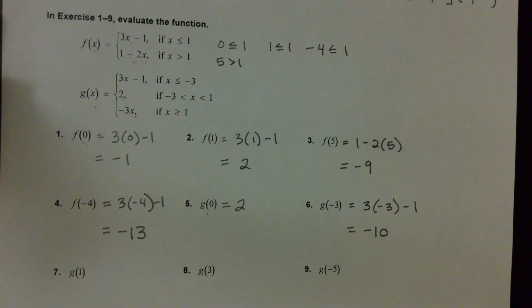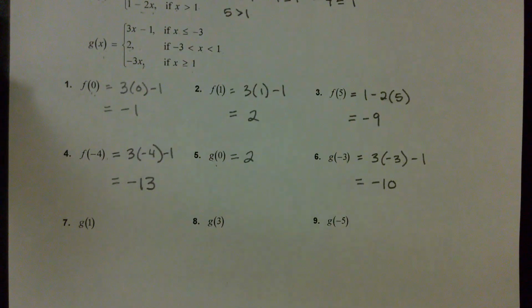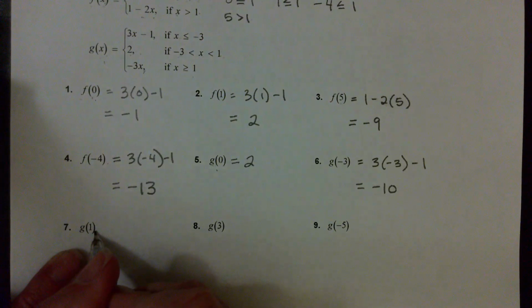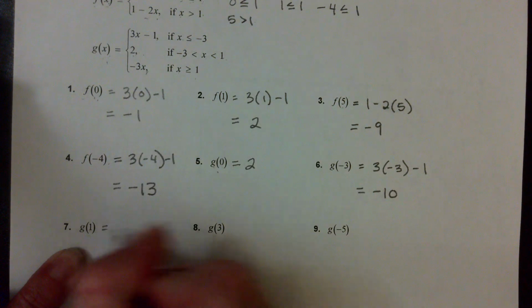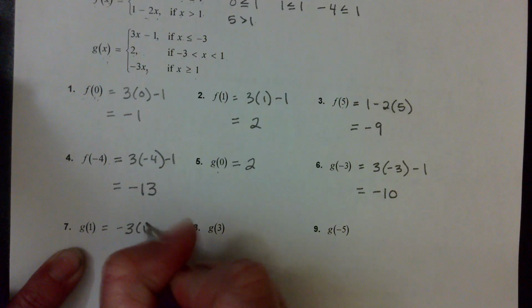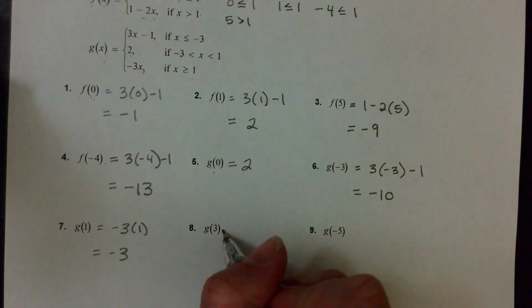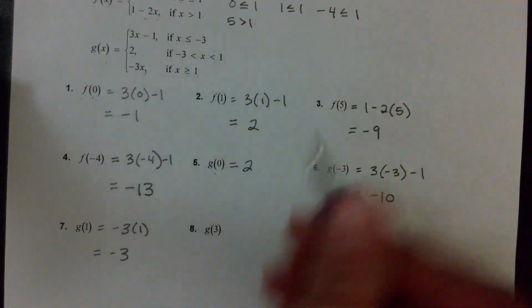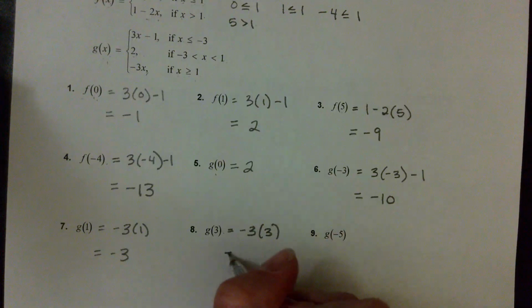So pause the video at this time and try the last three on your own. For g of 1, 1 satisfies the inequality, 1 is greater than or equal to 1, so this would be negative 3 times 1, which is negative 3. For 3, 3 is greater than or equal to 1, so this would be negative 3 times 3, which would be negative 9.